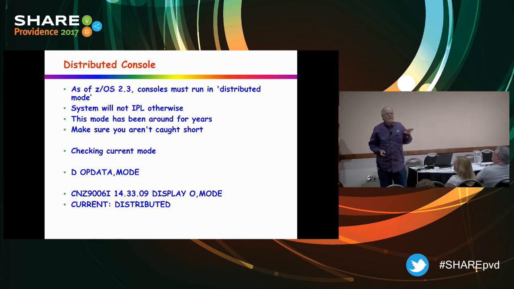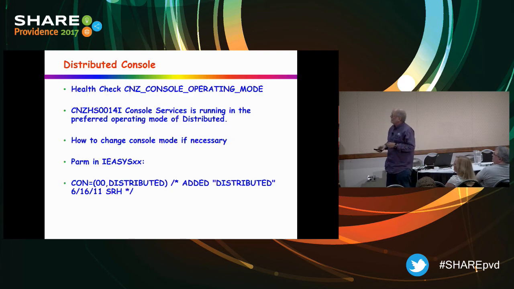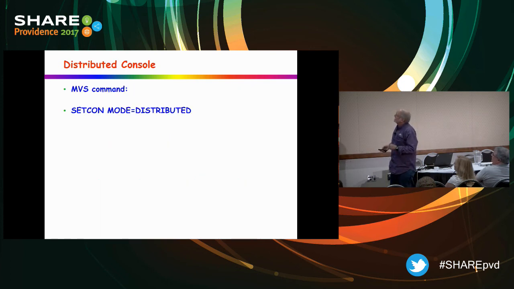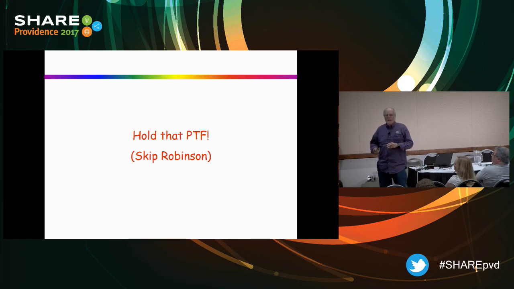Okay, this is just a couple of slides on an issue that people should be aware of, and that is that you must get to distributed console before z/OS 2.3, otherwise you can't IPL. It's been around for a long time. There are a couple of ways of checking. There's a health checker or a display command. You can issue it to make sure that you are at distributed. If not, the change is not very difficult. There are some suggestions here for how you get there. You're going to have to go through change control and all that. But it's not an overwhelming task. Okay, I probably am going to stop with this one instead of my next one.